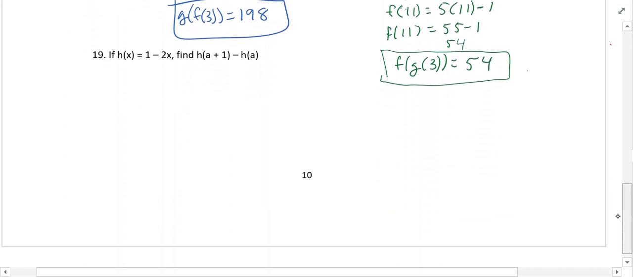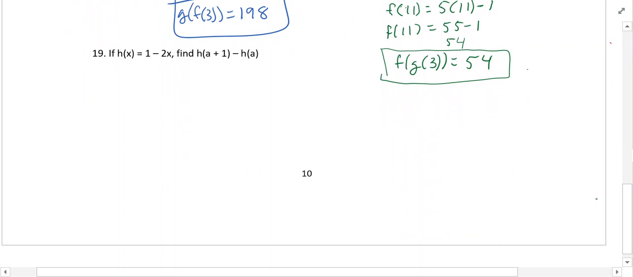All right, let's go ahead and take a look at our last one. Now they're doing the same thing, except instead of numbers, they have a quantity here, and a variable here. So we're going to plug it all in. Same rule applies. We're going to plug all this in where we see our x. So h of x equals 1 minus 2x. So that's going to turn into this: 1 minus 2 times a plus 1. And then minus h of a, so minus 1 minus 2a, because we have to plug it into the whole function, because it's h of x equals 1 minus 2x.